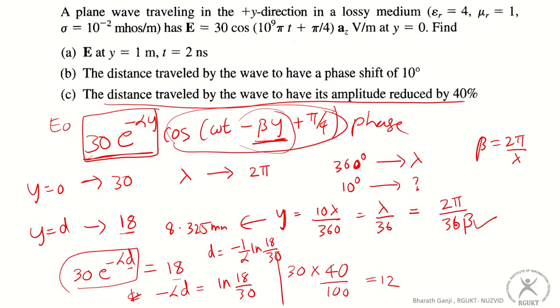So ln of 0.6 looks like minus 0.51. So from there t becomes simply 0.51 divided by alpha. So if you have the value of alpha, you can calculate the distance after which the magnitude of the wave reduces to 40%. So this is how you solve this problem. Okay, so you need to understand what term in the wave contributes to magnitude and what contributes to phase shift.